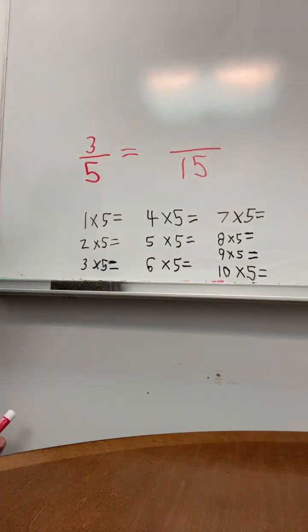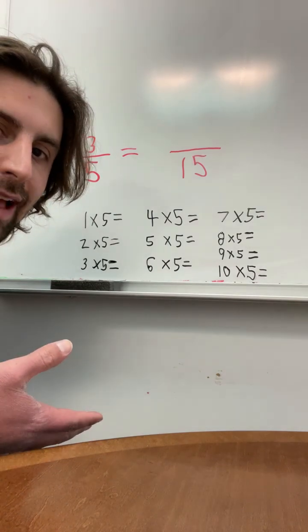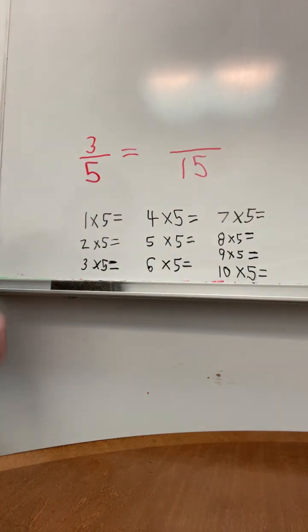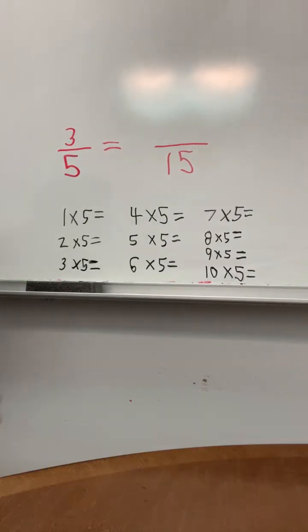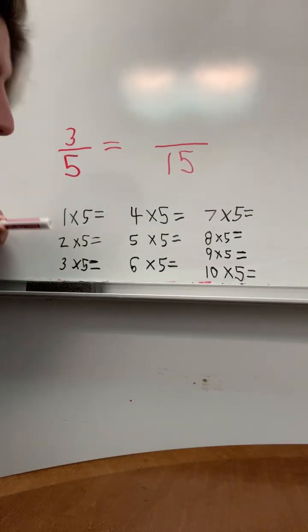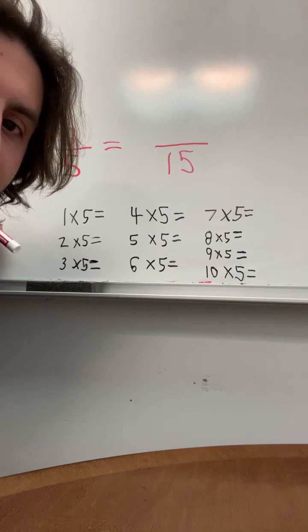But here we go, 3/5. I got to figure out how to convert that to 15ths. What would 3/5 be equivalent to in 15ths? Now before I get into the converting of the fractions, I'm going to solve all the problems within the 5 fact family.